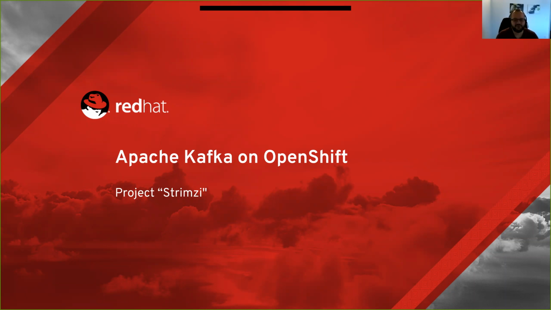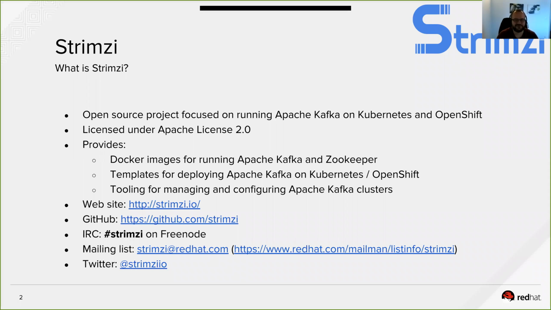So Kubernetes is a popular platform for container application orchestration. And OpenShift is Red Hat's distribution, or Red Hat's version, of Kubernetes. And in this part, I will start by talking about what we call Project Strimzi, which is our project for running Apache Kafka on Kubernetes and OpenShift.